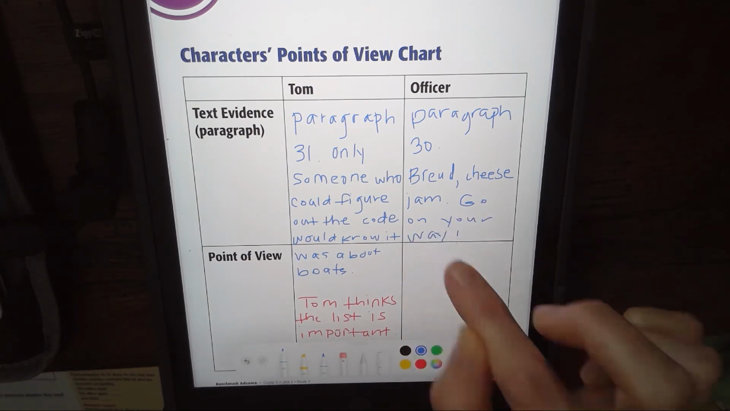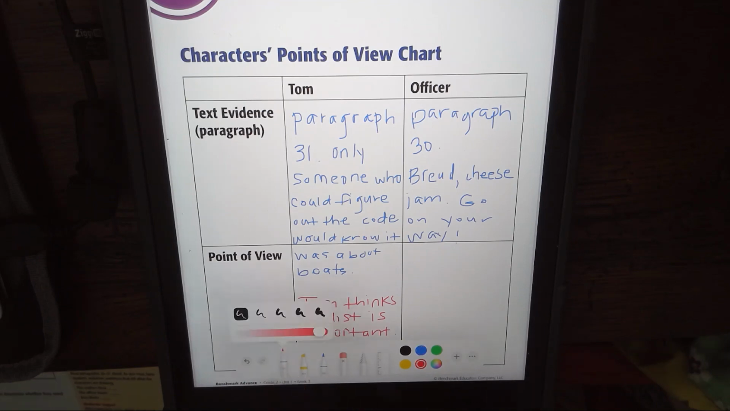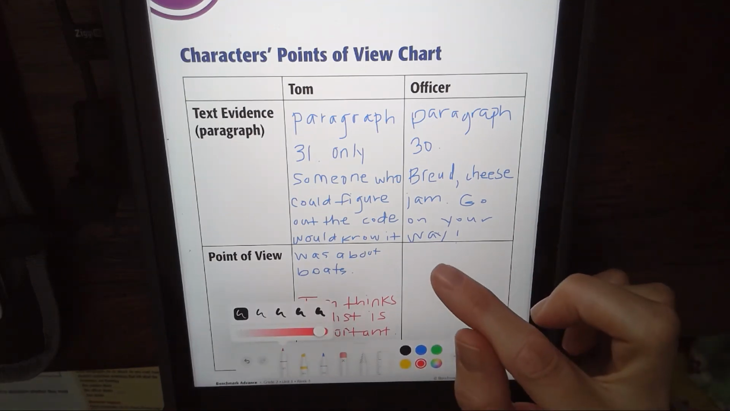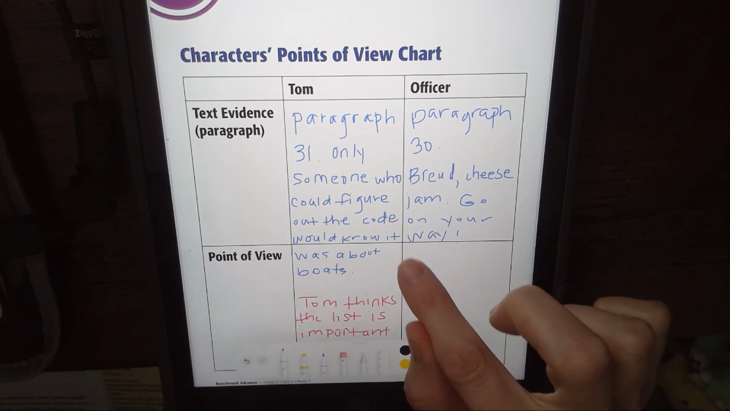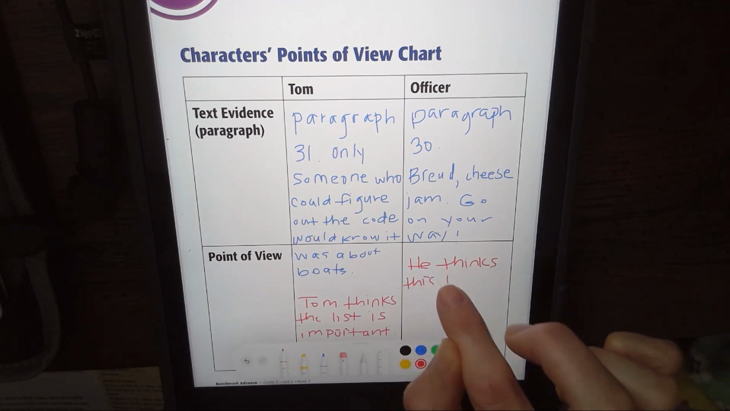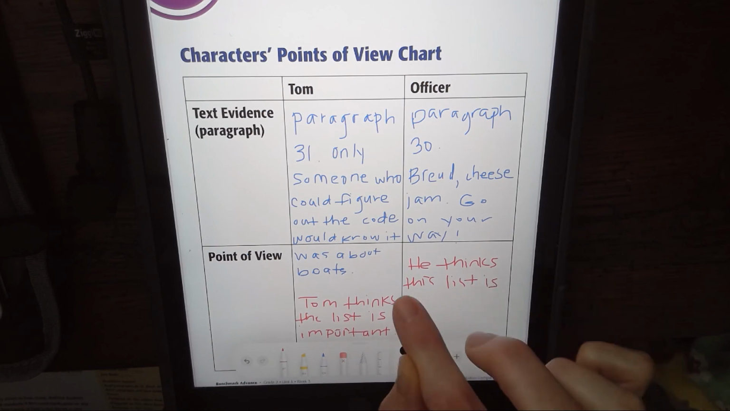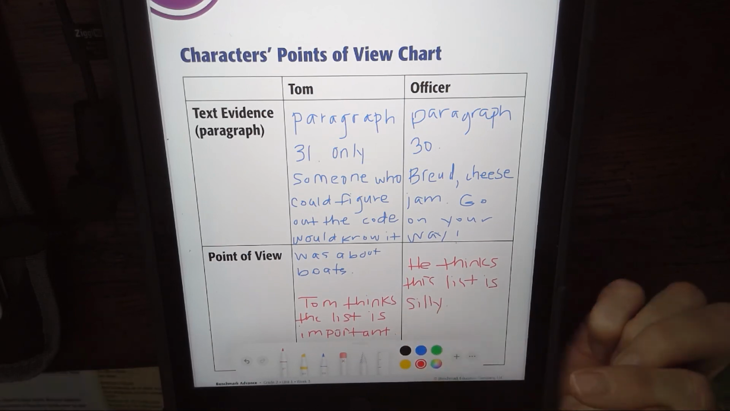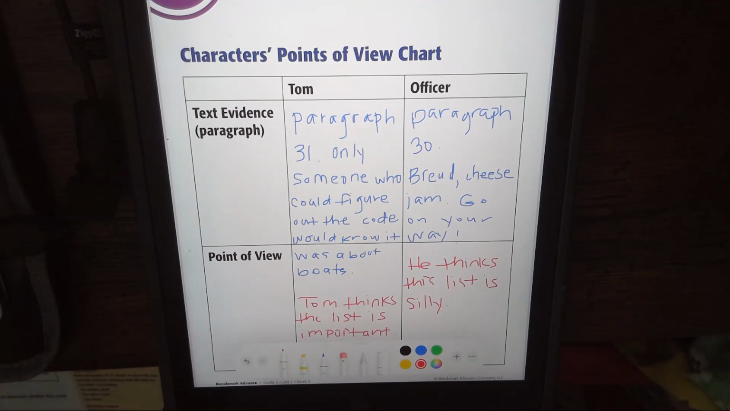All right, and now for his point of view, we're going to say that he thinks this list is silly. And definitely not important. He's even laughing. So those are his actions. His actions of laughing and shushing him on his way are telling us that he's thinking this is a silly list. Nobody said that out loud. We're just using that evidence to tell us how he's feeling, or his point of view, how he's thinking.